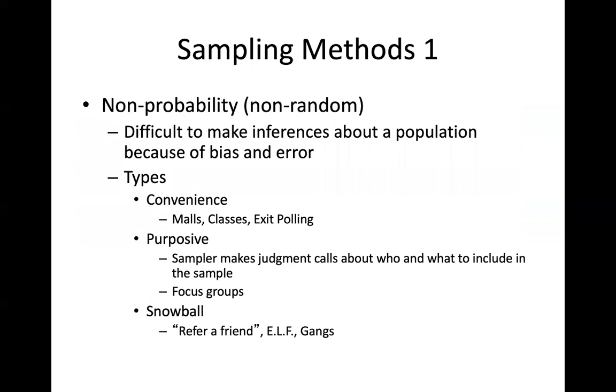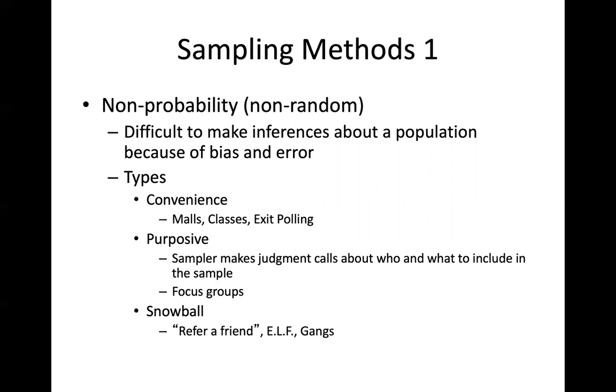Okay, how do we generate samples? The first one is going to introduce bias, and that's going to be totally fine: using non-probability methods. These are non-random samples. They're very, very difficult to make inferences about the population from because of bias and error.